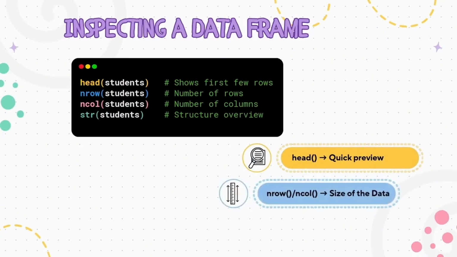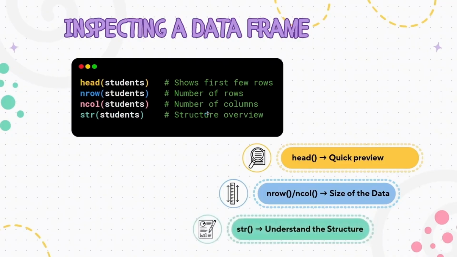Next up, nrow and ncol. They tell us the size of the data. That is, nrow shows us the number of rows, and ncol, that is number of columns, shows us the number of columns inside of the data frame. And finally, str, that is structure, helps us to understand the structure of the data frame. So let's look at some of these methods inside of our compiler.